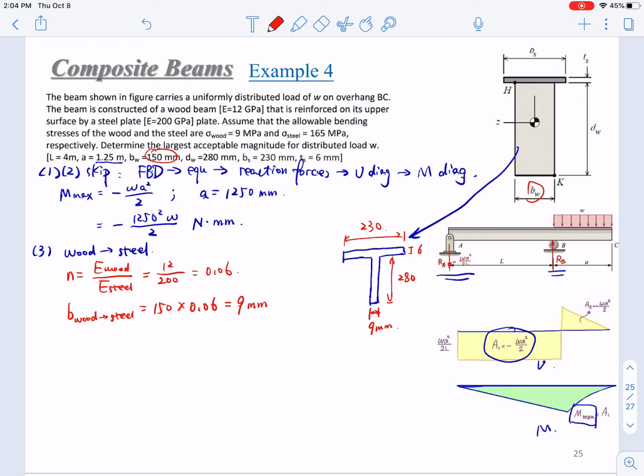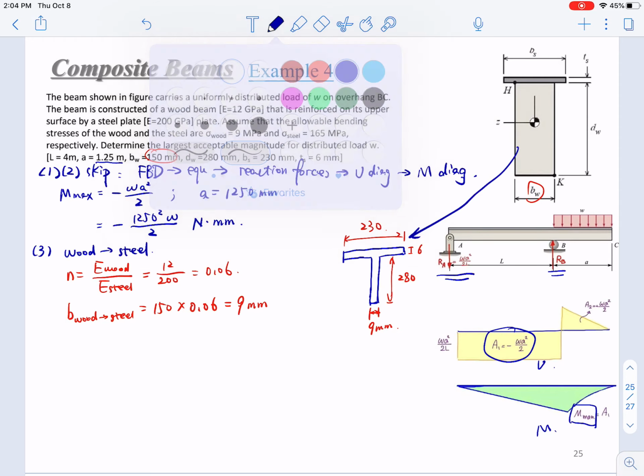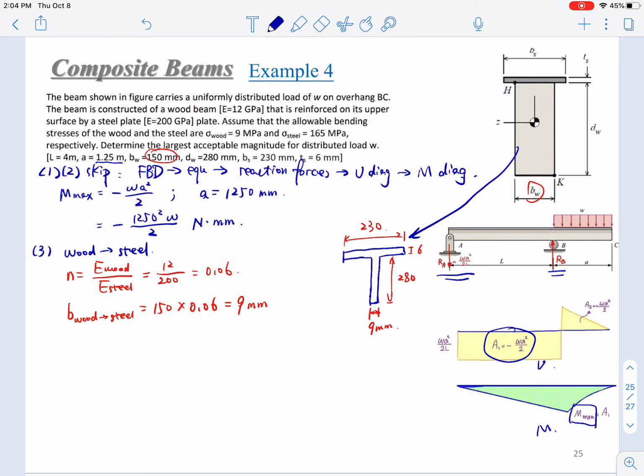Knowing these sizes, you can just calculate the Y bar and I. Again, I will skip this. You can try to do these calculations by yourself, just two equations, two tables. So the Y bar is 190.6 millimeter. I will be 34.7 million millimeter to the fourth.